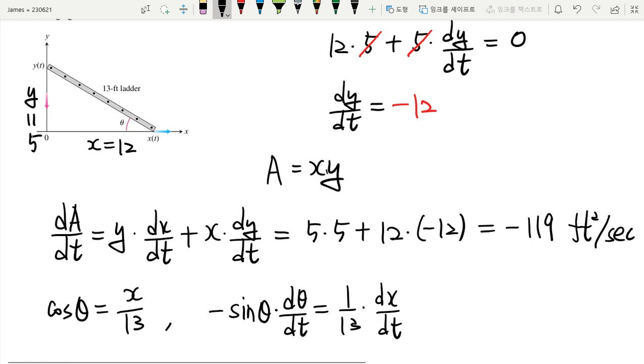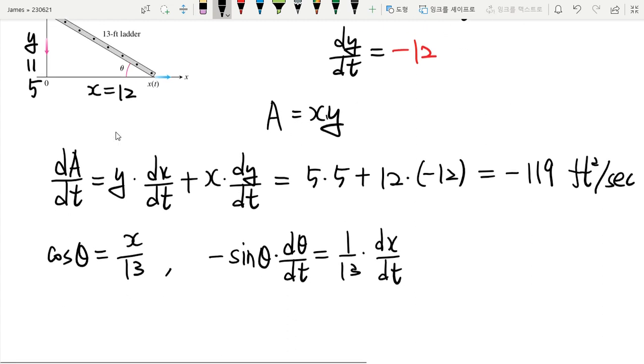Yeah, sine theta is opposite over hypotenuse. If theta is here, opposite is here. Tell me the fraction. Yeah, 5 over 13. Hypotenuse is 13. So this sine theta is minus 5 over 13.